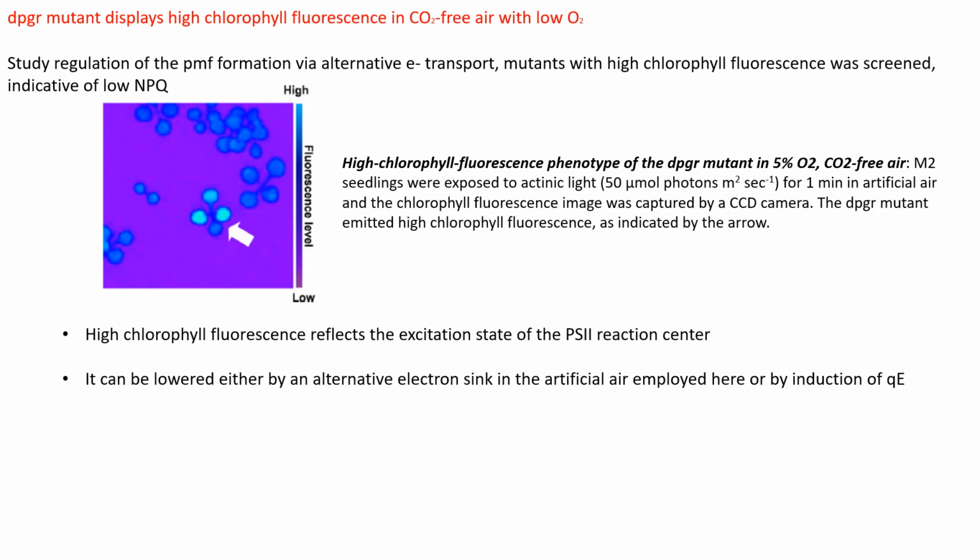When the DPGR5 mutant seedlings were experimented with under the exposed actinic light, it was seen that they have a high level of chlorophyll fluorescence that was being expected, as you can see in the figure. The high amount of fluorescence can be lowered by an alternative electron sink in the artificial air or by induction of QE.